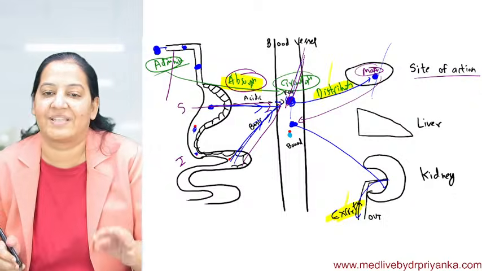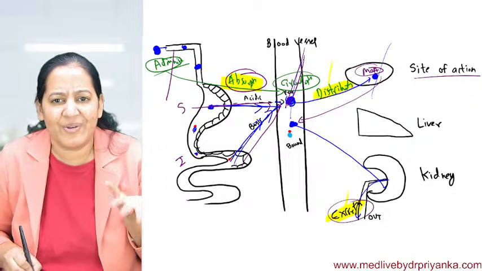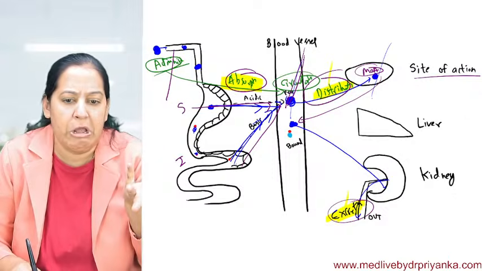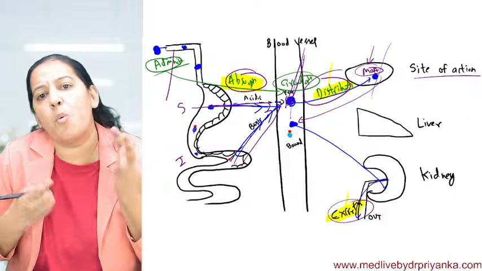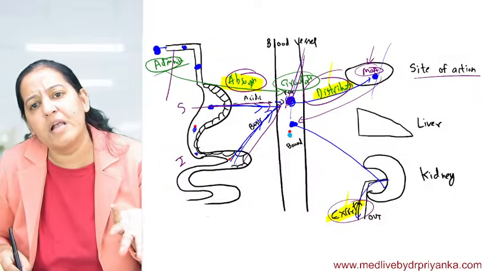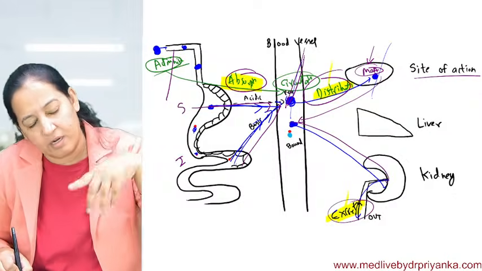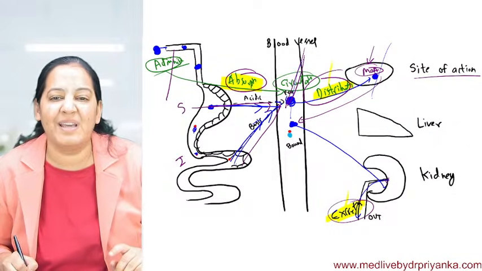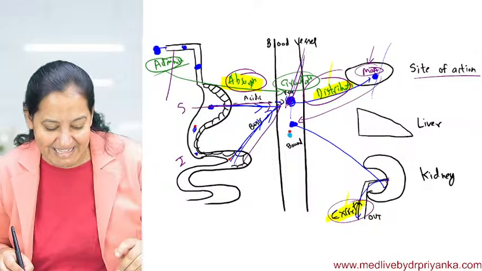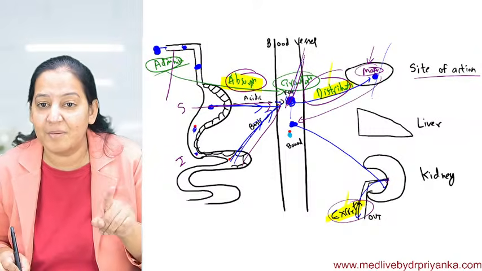Listen, there is a problem in excretion. What is the problem in excretion? The drug has already been distributed and has already shown its mechanism of action. Now, why are you not excreting it? Let the drug go to the kidney, and the kidney will excrete it. No. The kidney has some terms and conditions. What are the terms and conditions?